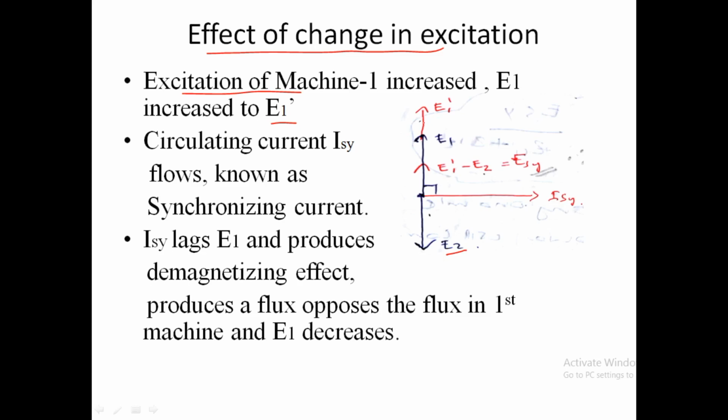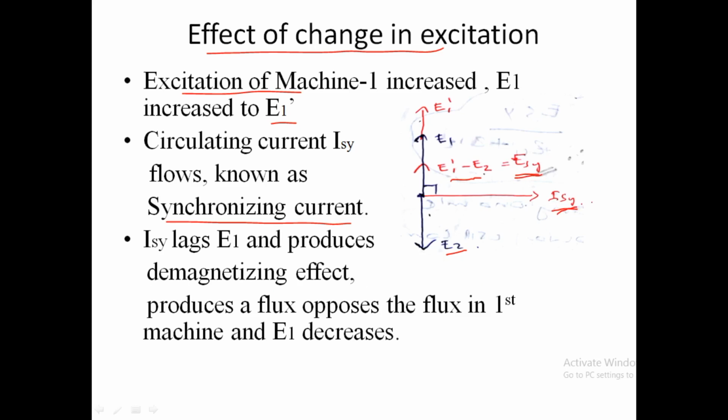So now E1 and E2 are not equal. E1 is increased to E1 dash, and there is a difference, E1 dash minus E2. We can call it ESY. Now what will happen? There is a resultant EMF, a resultant voltage. Due to that voltage a current flows, ISY. This ISY is a circulating current, known as the synchronizing current. So this is the synchronizing EMF, and due to it there is a synchronizing current.